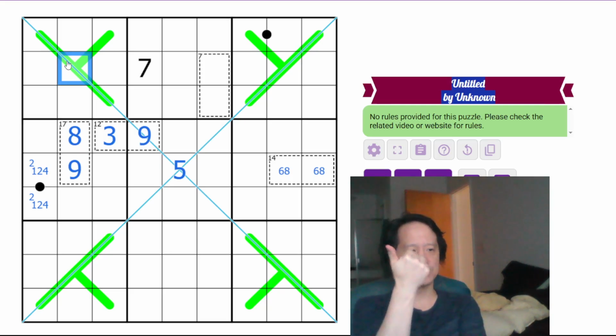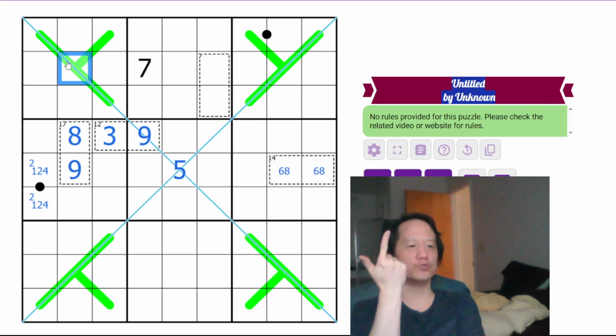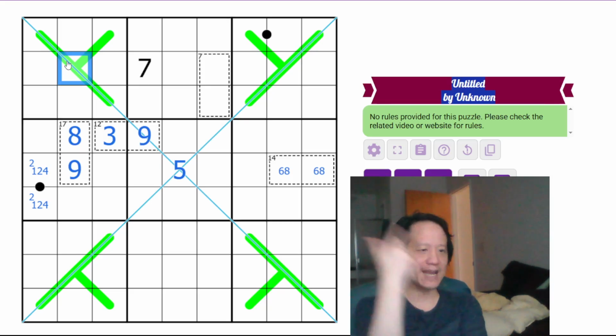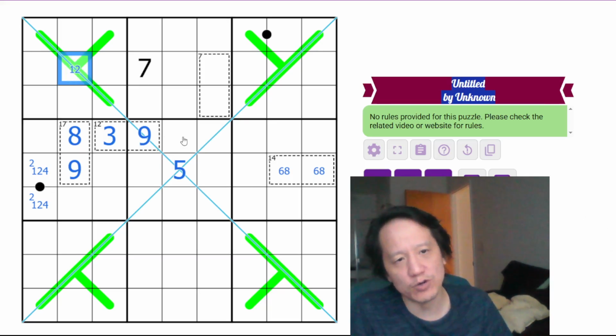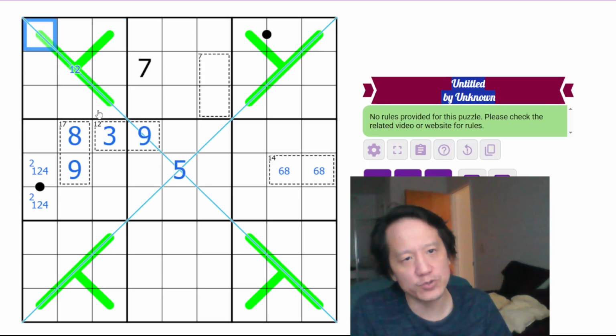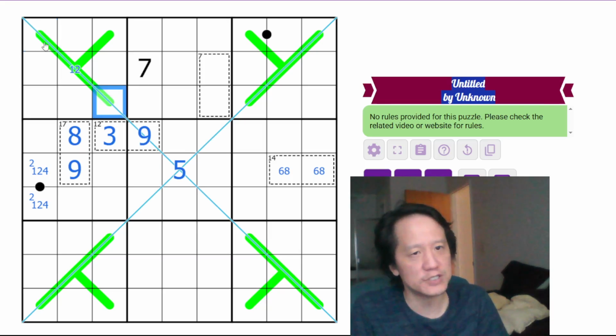1, which can be next to 6, 7, 8, and 9, or 2, which is next to 7, 8, or 9, or 8 and 9. But 8 and 9 cannot be here, therefore this must be 1 or 2. And therefore the digits next to it on the German whisper line are the digits 6 through 9, possibly. But 9 can't be along this diagonal because we already have a 9 here. This could be 6, 7, 8, and 9.